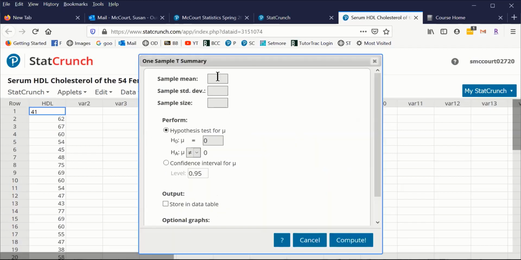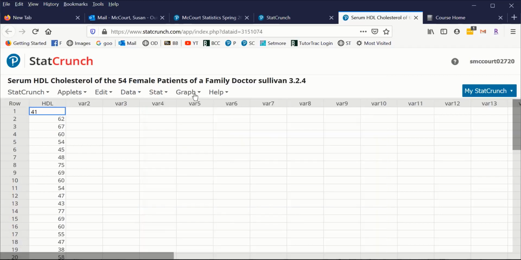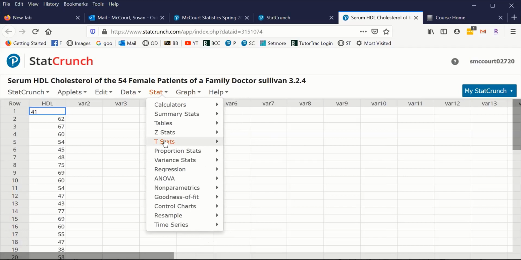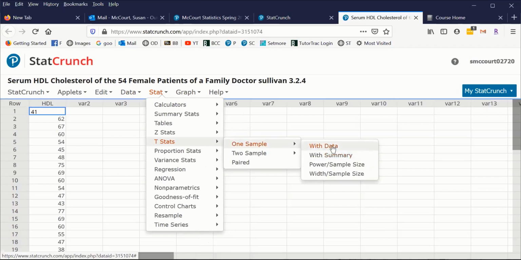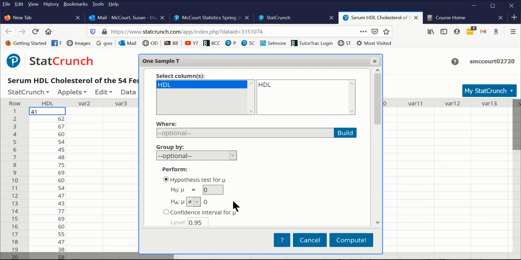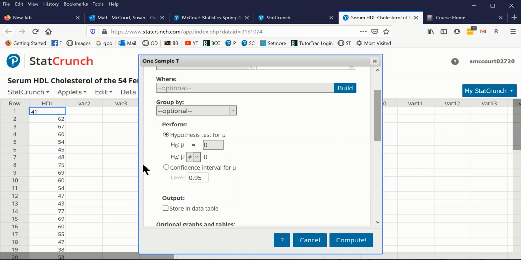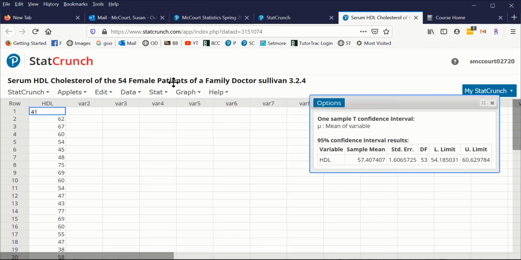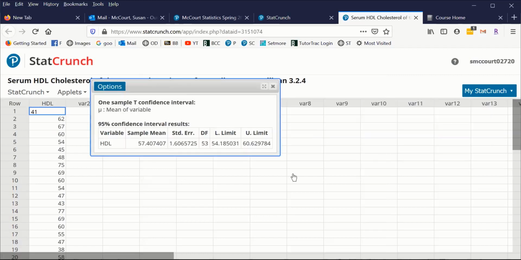We have to put in, oh no, it's not with summary though. Let me do that again. So stat, T-stat, 1 sample with data because we have data. And we just pick our column and we go down to our confidence interval. 95% is what they wanted and click compute. Okay, so this is going to give us a confidence interval. Here is our lower limit and our upper limit.